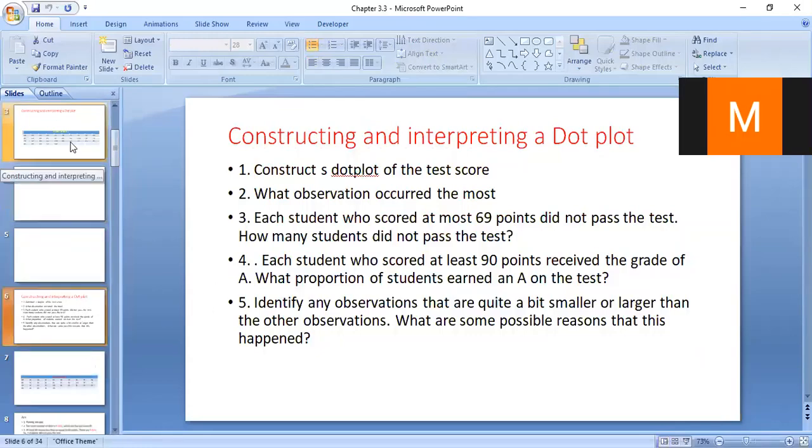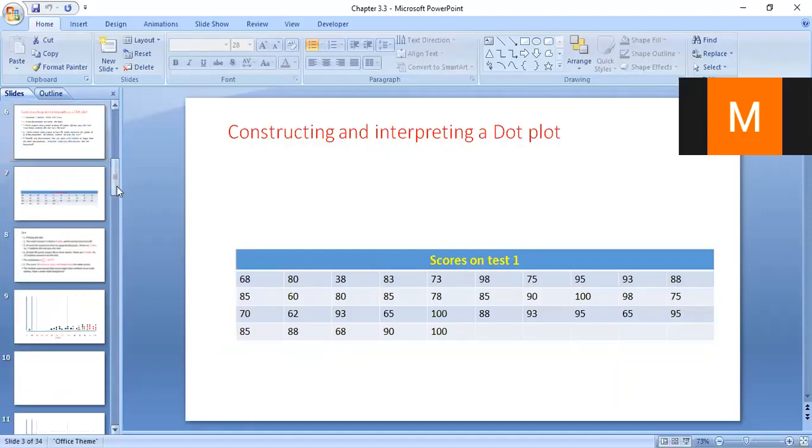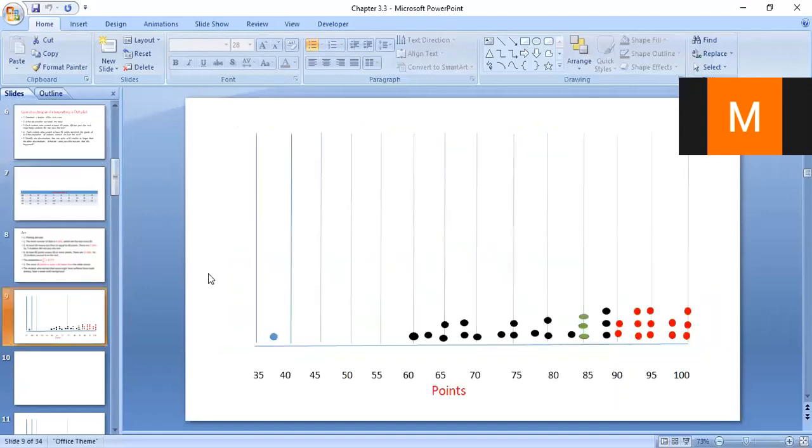For the dot plot, look at this table. This is the scores of the students on test 1. Students got 68, 80, 38, 83, 73, 89, 75. This is the score students got on test 1. Now you create the dot plot. You have to count how many 60, how many 80, how many 38.